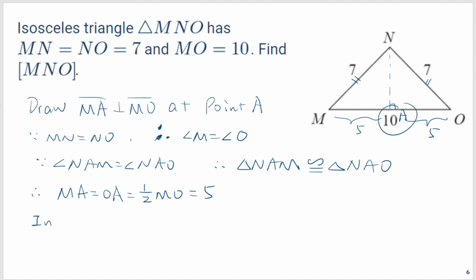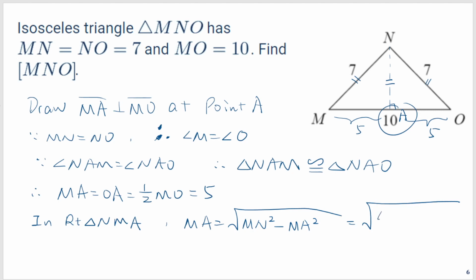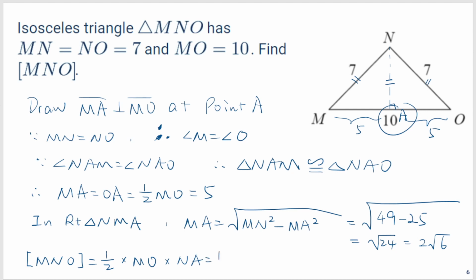And in right triangle NMA, we can find NA because according to Pythagorean theorem, NA is just square root of MN squared minus MA squared, right? So this gives us 49 minus 25, which is square root 24, which is 2 square root 6, right? And if you know the altitude and you know the corresponding base, it's easy to find the area of MNO, which is 1/2 of MO times NA, which is 1/2 of 10 times 2 square root 6, which is 10 times square root 6, right?